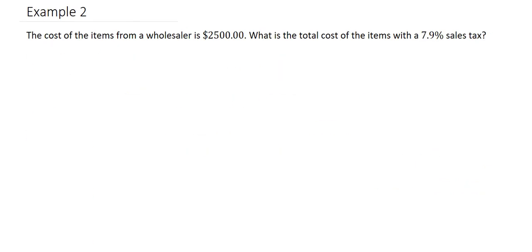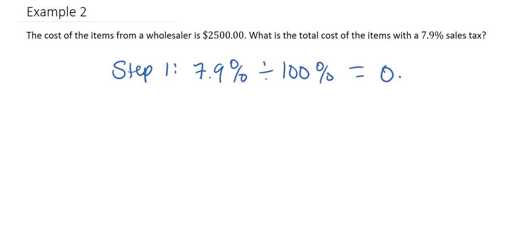So example 2, the cost of the items from a wholesaler is $2,500. What is the total cost of the items with a 7.9% sales tax? So step 1, let's convert the 7.9% into a decimal. So we divide it by 100%, and we just get 0.079.